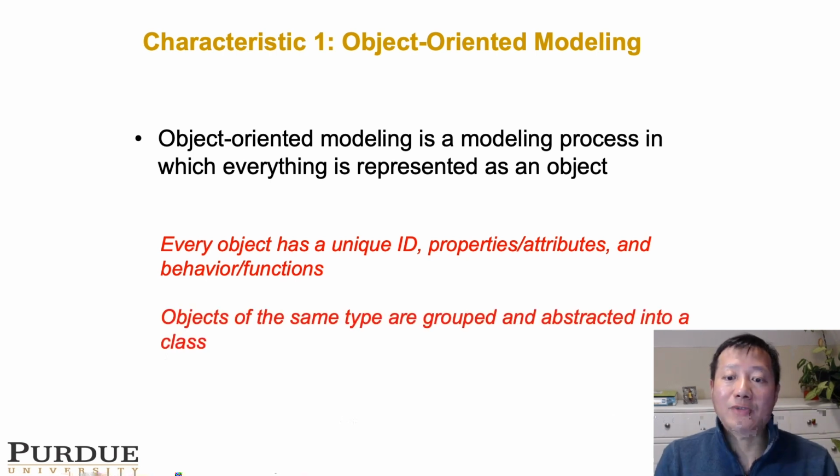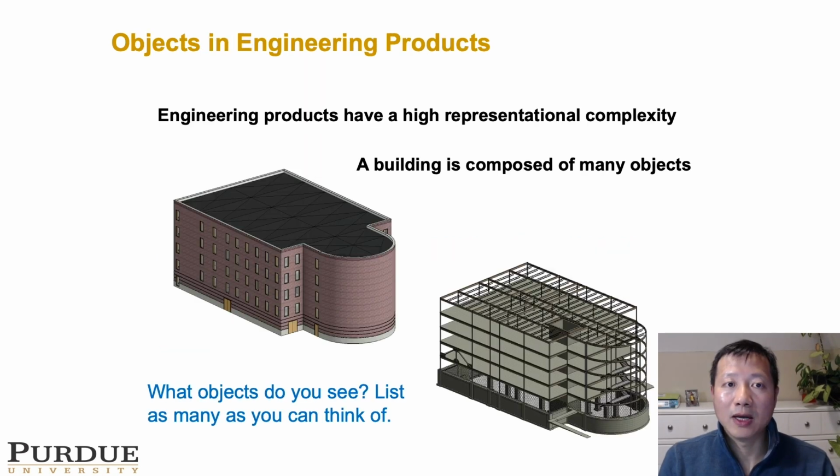Objects of the same type are grouped and abstracted together into a class. Let's take a look at an example, right? In our engineering products, such as buildings, bridges, roads, and highways, they have a very high representational complexity. Thinking about a building, it is composed of many objects.